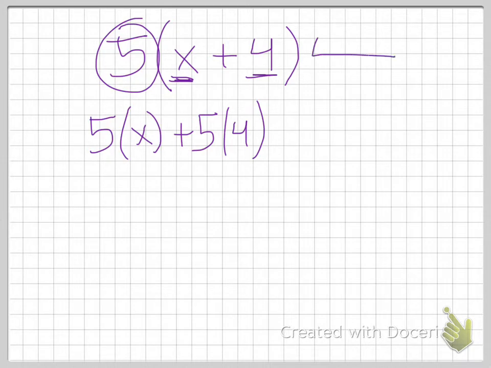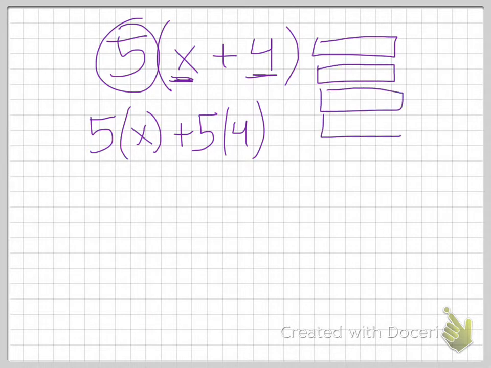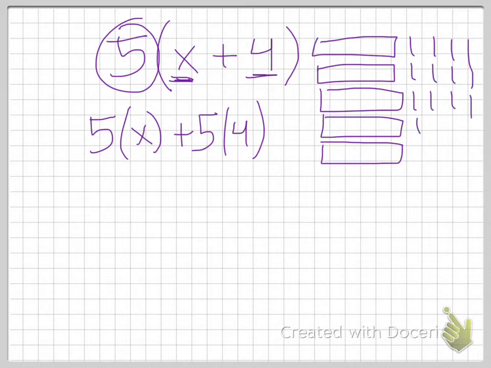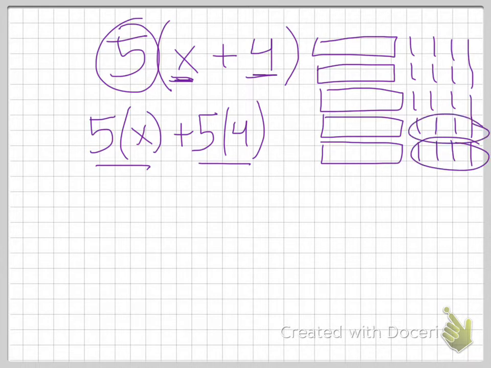This says build 5 groups of x plus 4. So 1, 2, 3, 4. That's 5 x's, and then each x, I'm just going to do lines instead of boxes because they're going to take forever to draw. Each x has 4 units attached to it, and so I see 5 x's, and I see 5 groups of 4. My groups of 4 are all here.